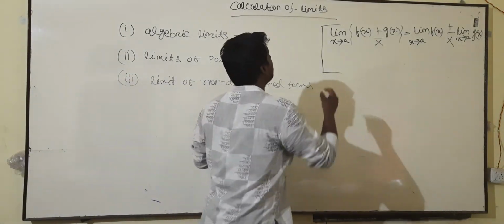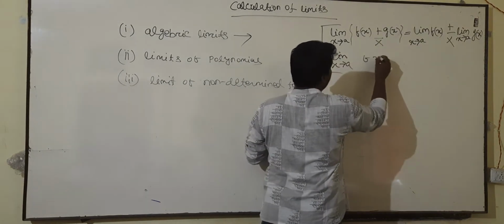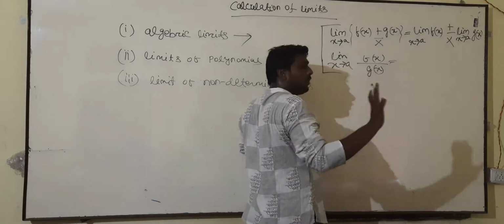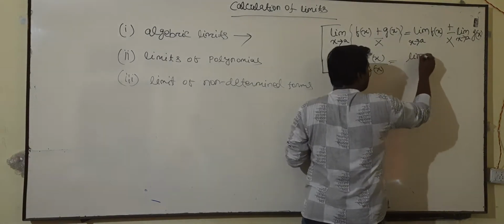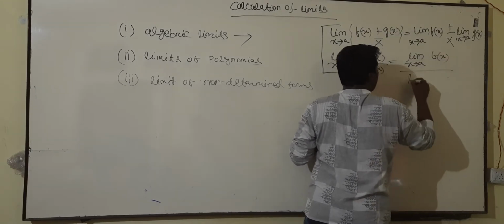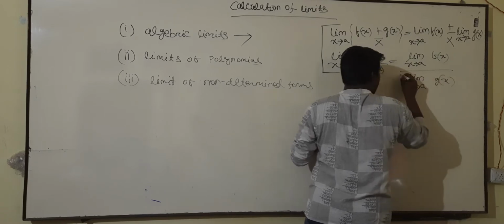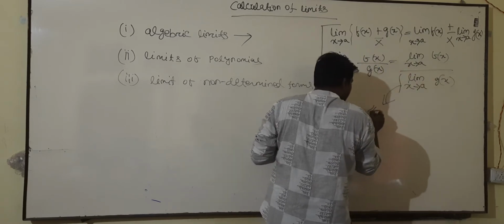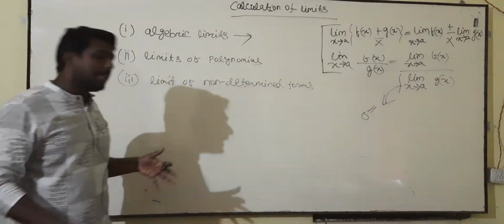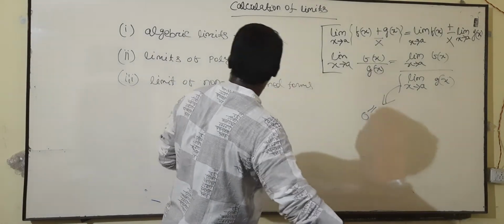And when limit x extends to a of f of x by g of x is there, then the same phenomenon will happen, but with a small limitation, and the limitation is very obvious: this particular denominator part can never be equal to 0. So this is about the algebra of limits.